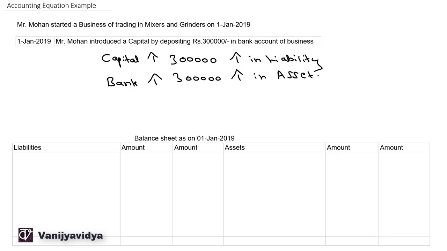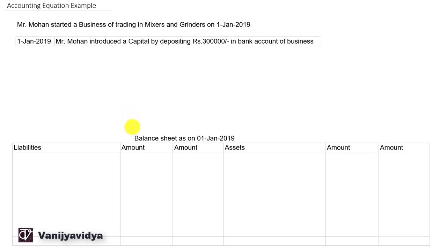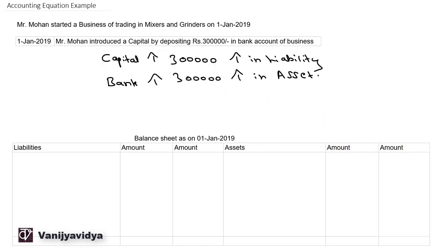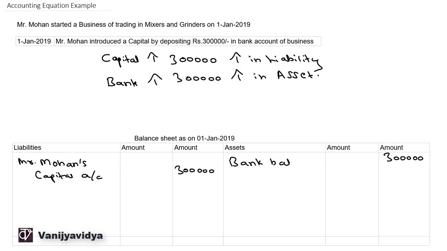Now let's adjust this transaction in the balance sheet. This is the format of the balance sheet. You have liabilities on the left hand side. This is an inner amount column for any adjustment, and this is an outer amount column for your final amount. Similarly for assets. On the liability side, we'll write Mr. Mohan's capital account 3 lakhs, and on the asset side, bank balance 3 lakhs. Total of liabilities is 3 lakhs. Total of assets is 3 lakhs.